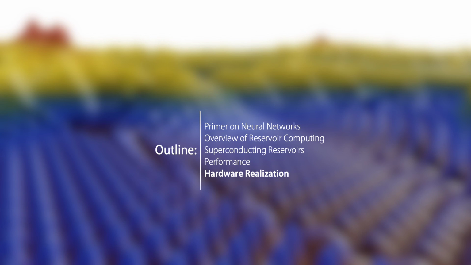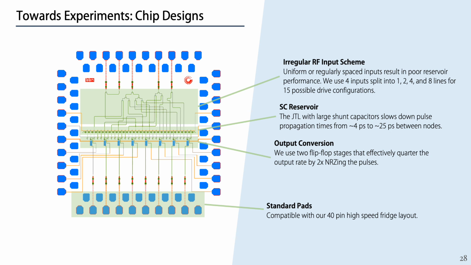In this last section, I'd like to go over the actual hardware realization of the reservoirs we've been discussing in this presentation. Our chip designs are shown on the left side of the slide. The JTL is shown in the center, which is quite large in this case because we use these shunt capacitors to slow down the pulse propagation times from 4 picoseconds to 25 picoseconds. This allows us to use sample and hold times on the order of 250 or 300 picoseconds. The highly irregular RF input scheme is shown on the top, and this is used to introduce heterogeneity into the system, as we've discussed earlier.